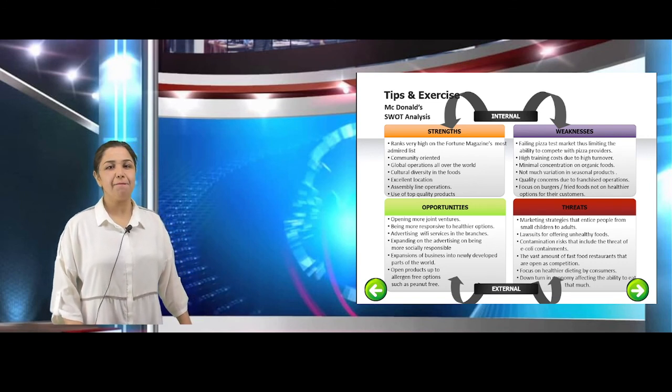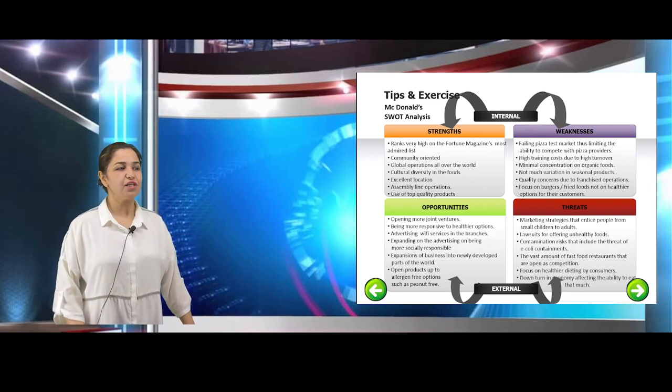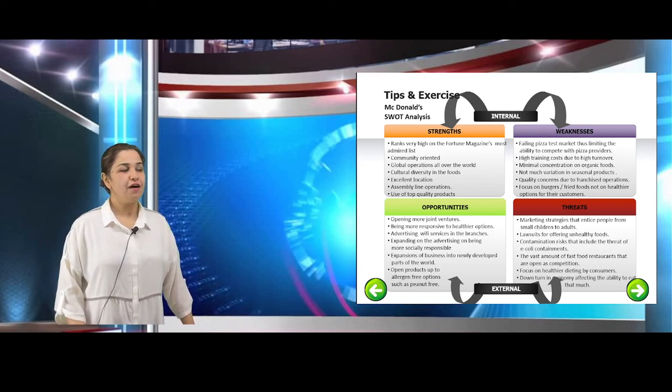As a result of globalization, many people are very busy with their work. From the morning till late hours, they work accordingly. So having ready-made food and fast food are in demand. Open products up to allergen-free options, such as peanut-free.